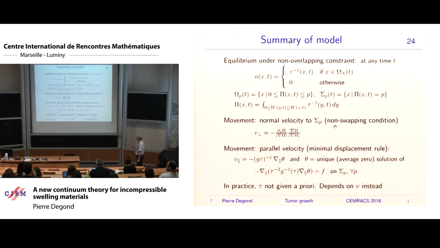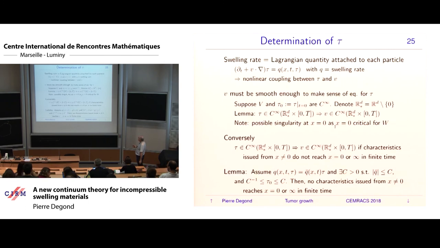Well, the last part of the journey is to actually say how tau is computed, right? So in particular, the swelling rate should be a Lagrangian quantity attached to each particle, because it depends on the intake of nutrients, if you think of a cell, right? So it should satisfy a transport equation with the right-hand side, which is the swelling rate, okay? So it says that along the trajectory of the cell, the tau evolves in time according to this rate. And so this introduces a nonlinear coupling between the whole problem, the velocity in particular, and the volume tau, which we so far assume given, right?